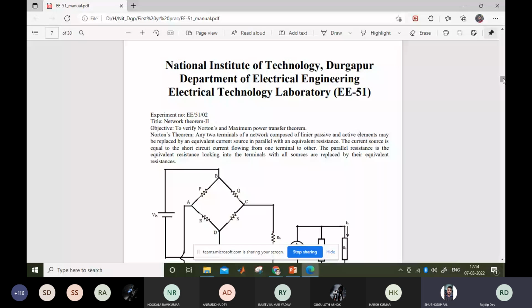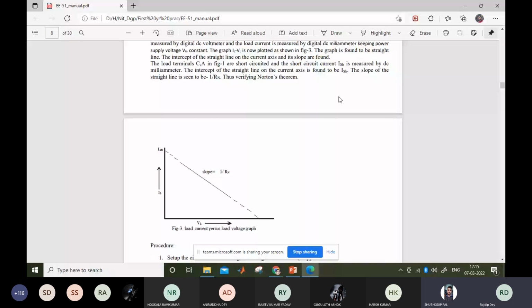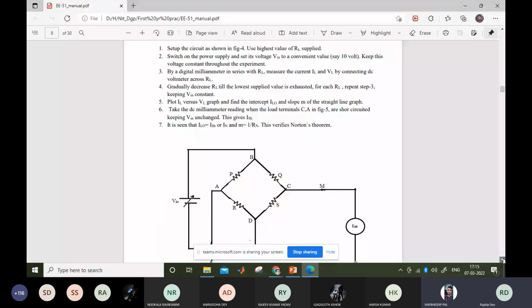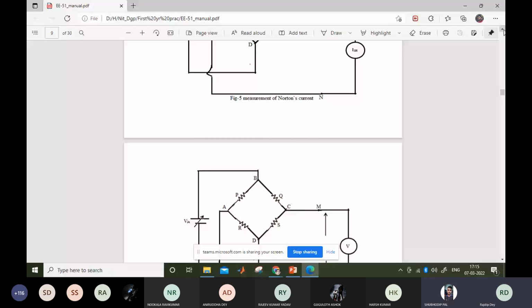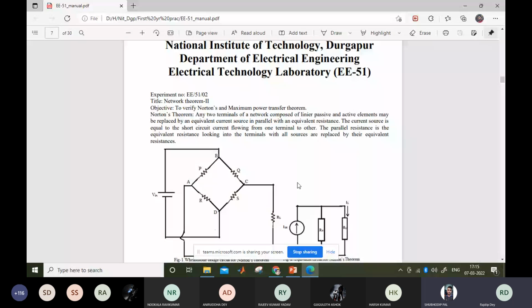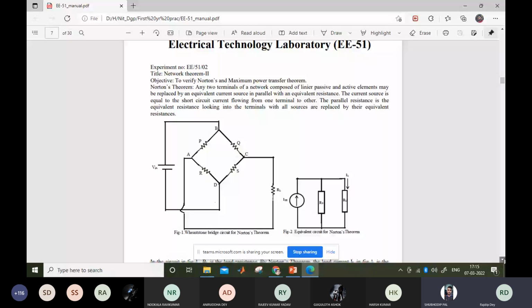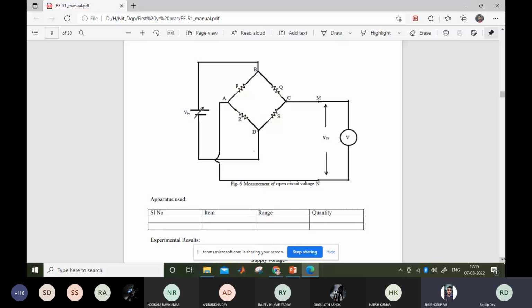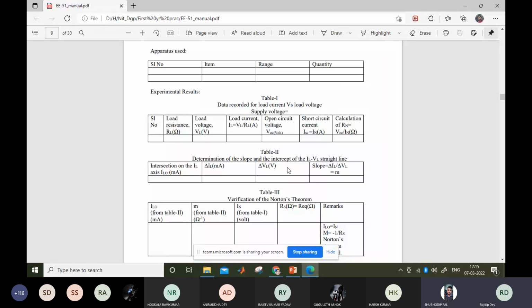Yes, so this is experiment number 2. First you need to write the title, then the objective, then the circuit diagram, then here the theory. Theory also you have to mention. Procedure no need to write. There will be 3 circuit diagrams, right? One will be the bigger one, this one. Another one when the load is short circuited, like this one. Another one when the load is open circuited, this one. You have to complete the apparatus use table, then we will come to the experimental result.